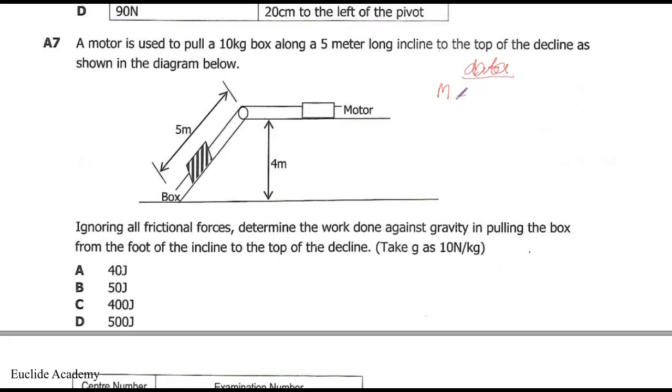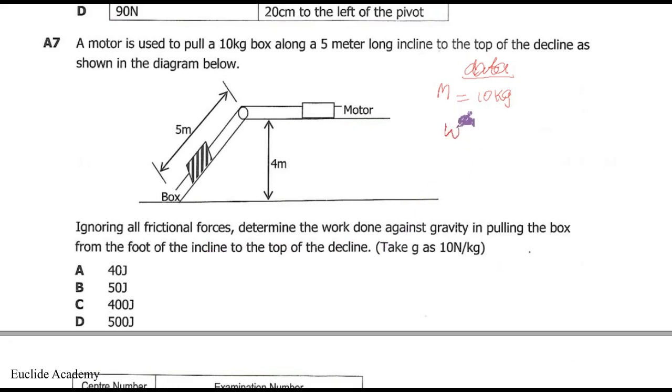Most students know this, so you say you have got 10 kilogram data, a 10 kilogram box, and along a 5 meter long incline to the top of the incline. So from here to there is 5 meters. We have a slanting height of 5 meters. And then ignore all frictional forces. Determine the work done against gravity in pulling the box from the foot of the incline to the top of the incline.